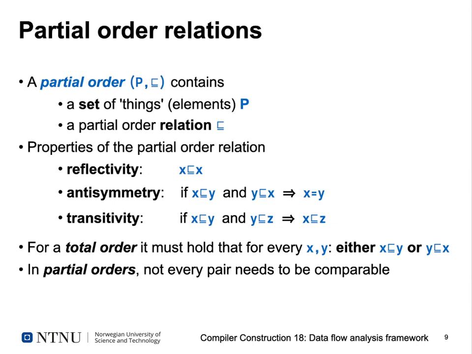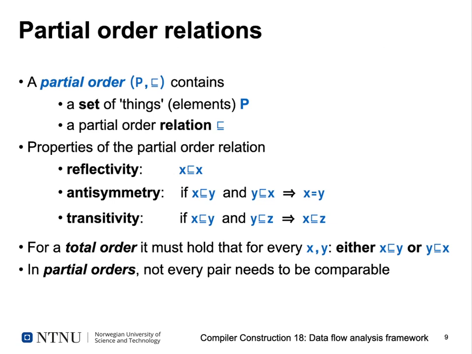So if x is in relation to y, and in turn y is in relation to z, then we know that x is also in the same relation to z. And for a total order, we must ensure that for every pair of elements x and y, either x is in relation to y holds, or the other way around, y is in relation to x. And we've seen, for example, the complex numbers don't fulfill this property, so they wouldn't have a total order here.